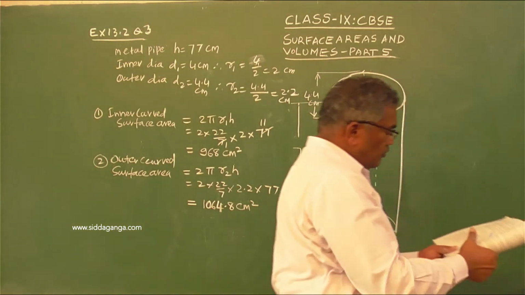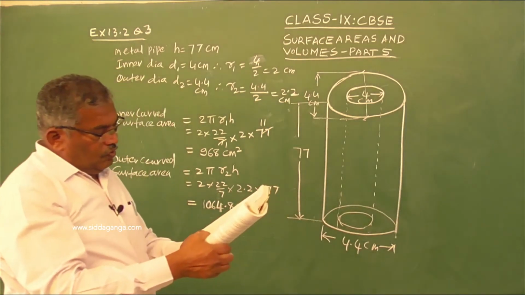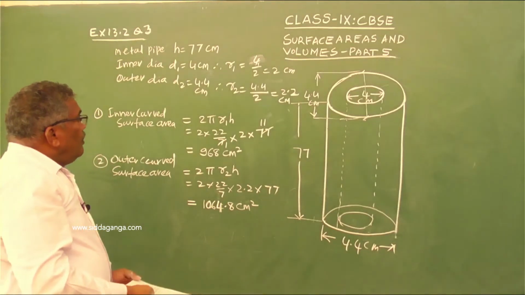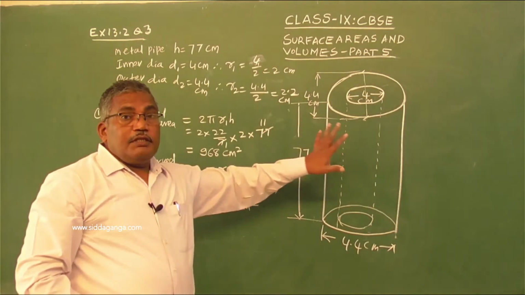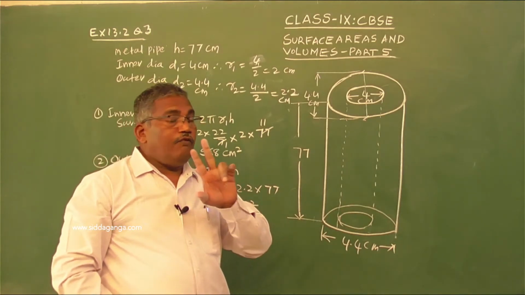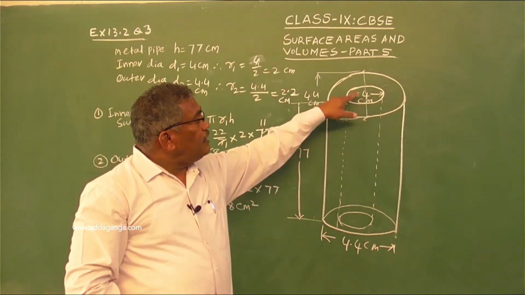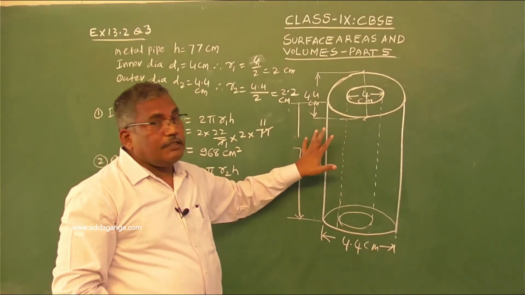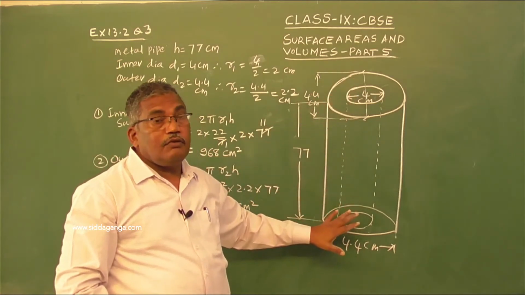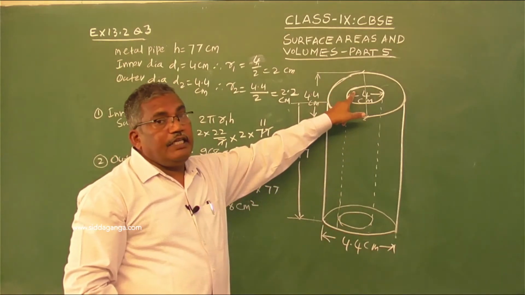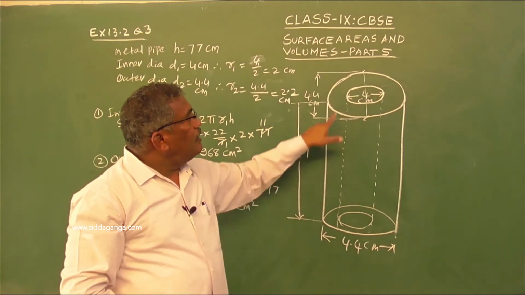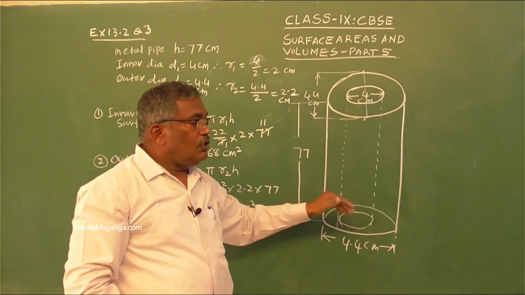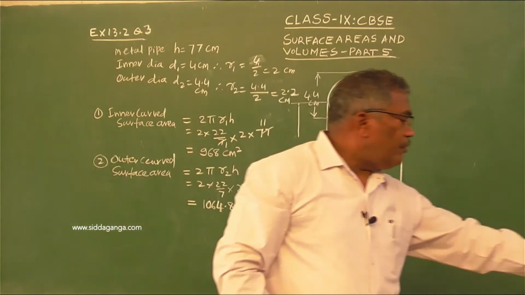Now what is the next question? Total surface area. So total surface area means, there are 4 things here. Surface area in this object is not only the outer surface plus the circles. So we have to add the inner surface area, the outer surface area, and the 2 circles areas at the 2 ends. So all 4 we have to add.